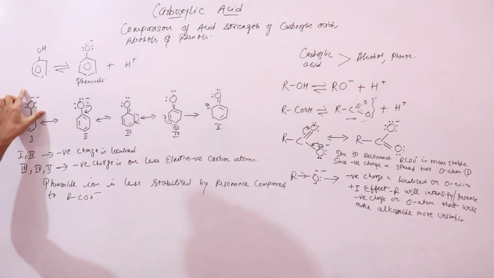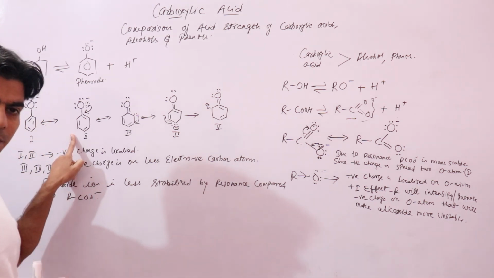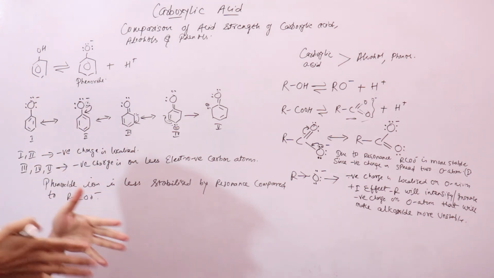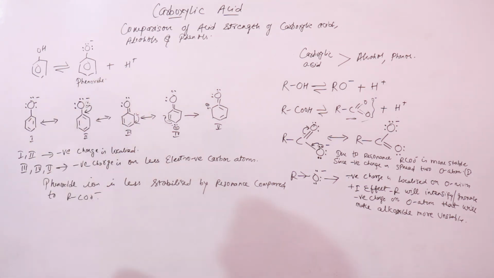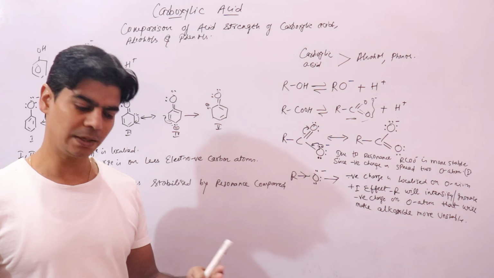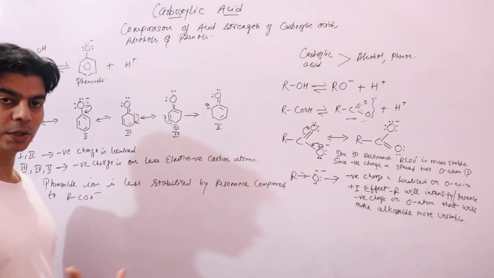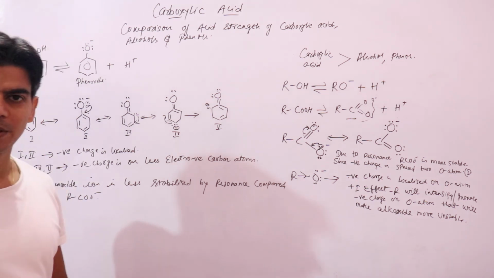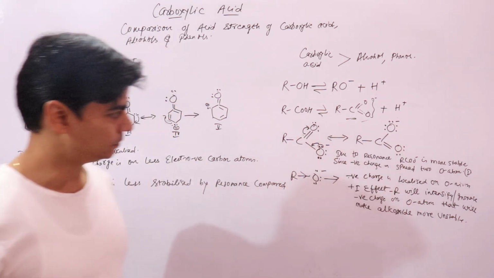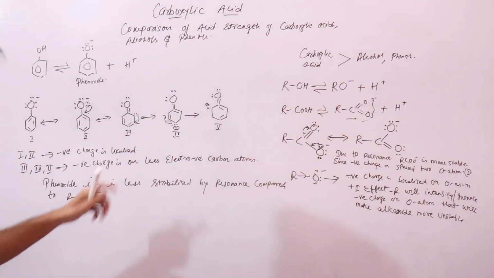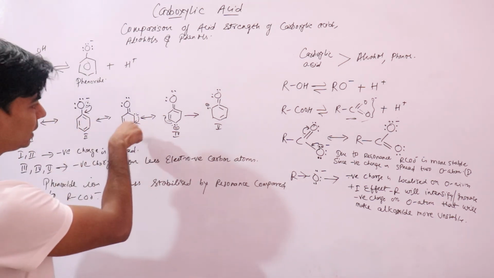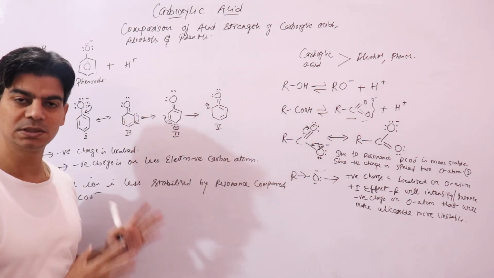And remember, since your negative charge in these two forms is localized on oxygen atom, this can easily be attacked by hydrogen ions. In these three forms, negative charge is on less electronegative carbon atoms, which again can be easily attacked, because more electronegative atom has more tendency to attract the shared pair of electrons, like in carboxylate ion. Negative charge is on these two oxygen atoms, so this is more delocalized also. Here the negative charge is not delocalized. It is either on oxygen atom in these two forms or on less electronegative carbon atom in these three forms. So delocalization is also less.